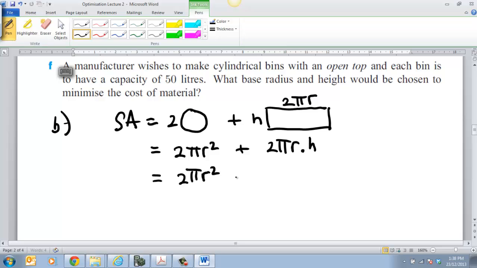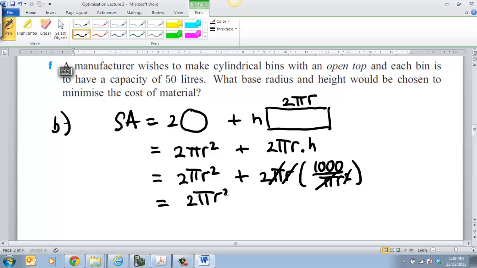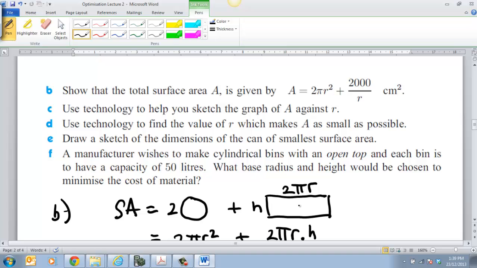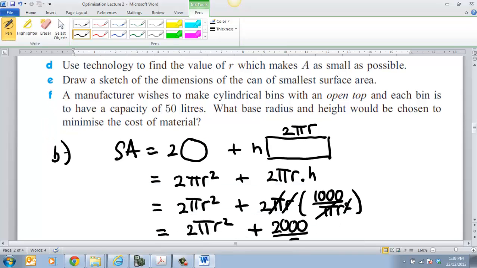Keep in mind that we want to prove this expression, but I'm not going to worry about that. I'm just going to do what I know is the right thing, plug it in and simplify. I can cancel the r squared, and I can cancel the pi with the other pi. That leaves me with 2 pi r squared plus 2 times 1,000, which is 2,000, over r. If I look at that, yes, that's exactly what I had there. So that's what I had to prove.